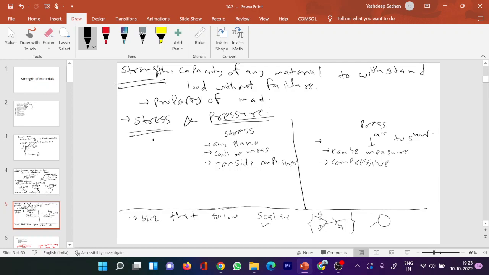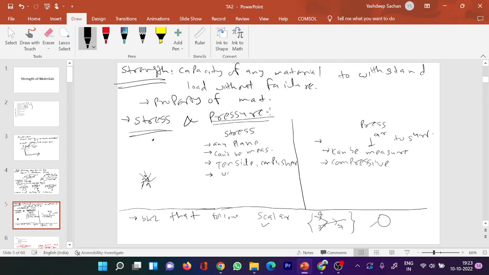And another difference: pressure is external to the system, stress is internal. Pressure at a point will have the same value in all directions. Because in any direction we measure it, it will be the same, right? But for stress, if we change the direction, it will be different.